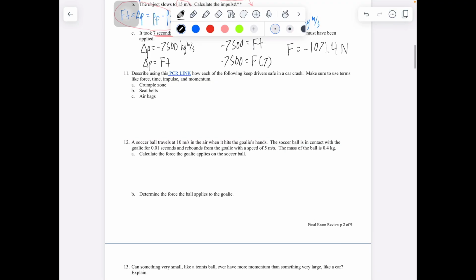All right, number 11. Describe using this Physics Classroom link how each of the following keep drivers safe in a car crash. Make sure to use terms like force, time, impulse, and momentum. Let's take a look at our link.